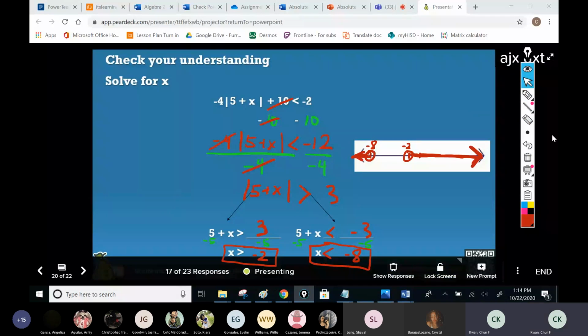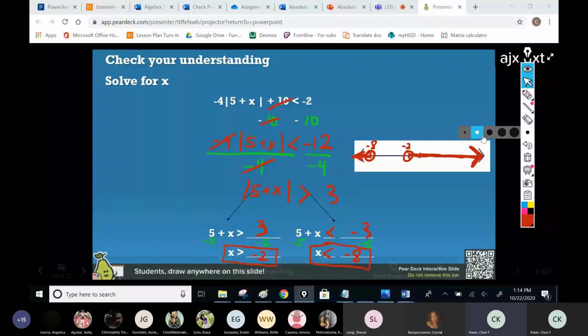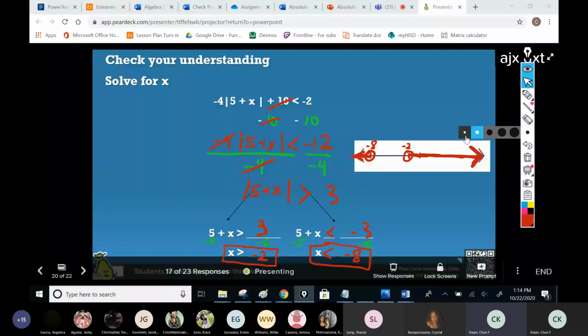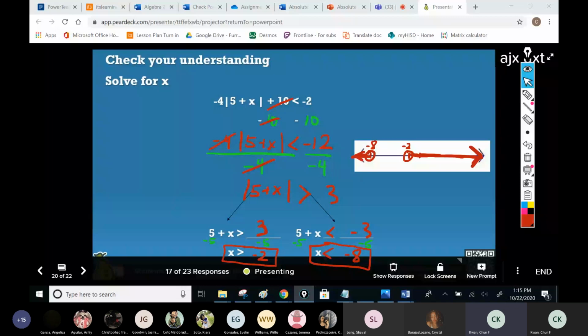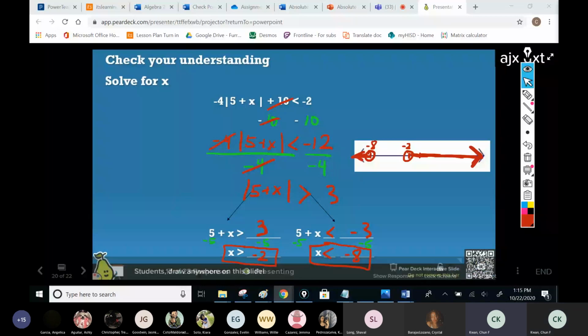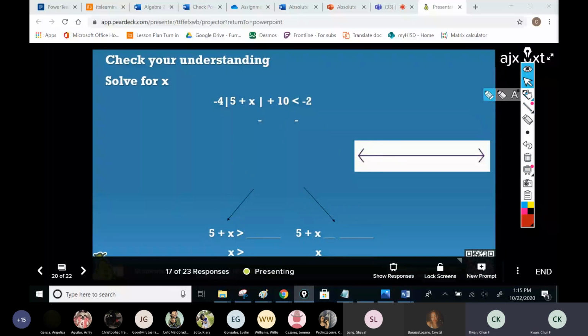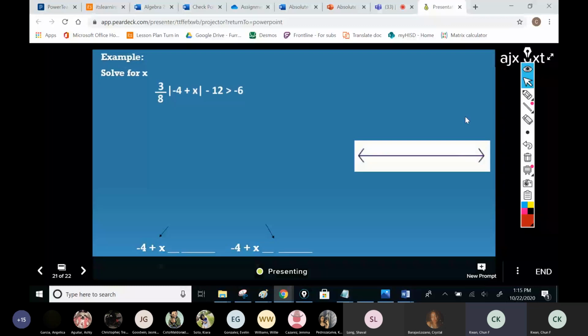Take a minute, copy this problem down in your notebook. All right, we're almost done. This is the last part, all right? So let's finish this.